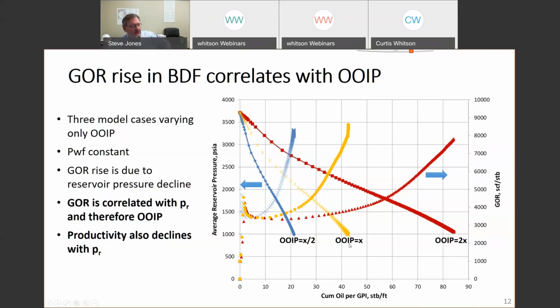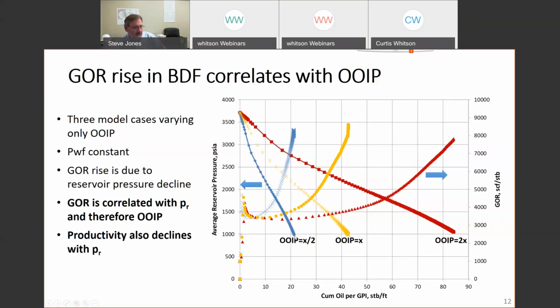And then as I reduce the oil in place, the second case has half the oil in place of the previous one, and the third case has half the oil in place of that previous one. What you see is that the reservoir pressure reaches a low level at about, if you want to say 1,000 psi, at about half the cumulative production of the previous case. So we're starting out at about 85 here and about 42 barrels per foot for the medium case, and for the small case, about 21 barrels per foot. So cutting it in half each time.